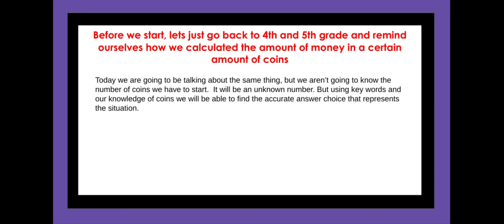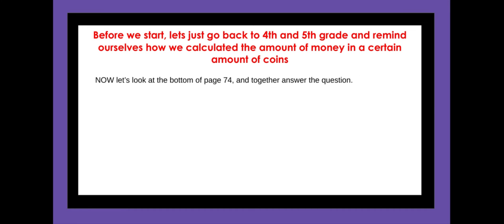These are getting a little bit more complicated, but they are definitely necessary for where we're going today. Today we're going to be talking about the same thing, but we aren't going to know the number of coins we start with. It's going to be an unknown number, which is usually our variable, which today is going to be X, it seems like, for every question. But we're going to be using keywords and our knowledge of coins to accurately answer the questions and eliminate answer choices. So now we're going to turn to the bottom of page 74, and we're going to answer a question together, and then you guys are going to try the next on your own.